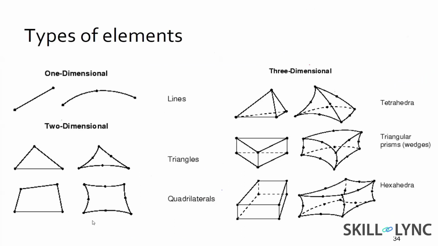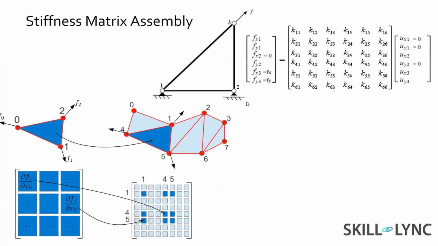So there are different element types that we actually use in the finite element method. There are one-dimensional, two-dimensional, three-dimensional. In two-dimensional, we have triangular elements or quadrilateral elements. In three-dimensional, we have tetrahedral elements and hexahedral elements. So no matter what the element type is, we still come back to this same form: F equals K x, and we find that out for one element.